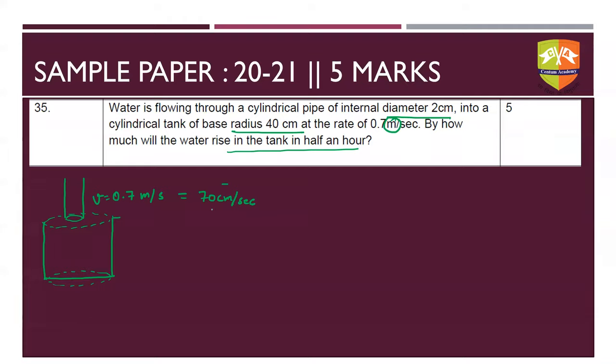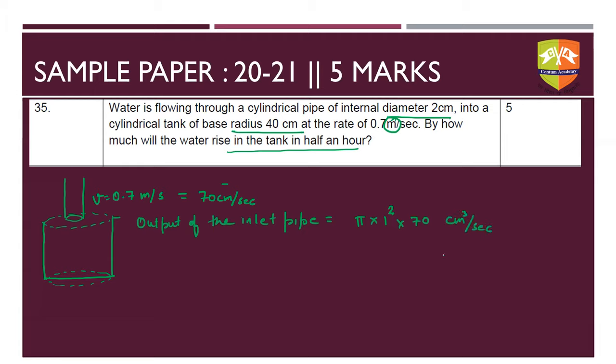Okay, so first you will calculate the volume coming out of this pipe. The output of the inlet pipe will be nothing but volume per second, yes or no? So what will that be? Let us give it some other name, not V. The output of the inlet pipe is nothing but the base area times velocity. So what is the base area? Internal diameter is 2, that means radius 1, so base area is pi into 1 square, into 70 cm cube per second.